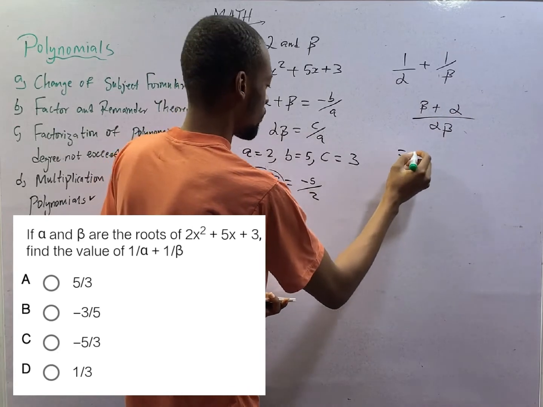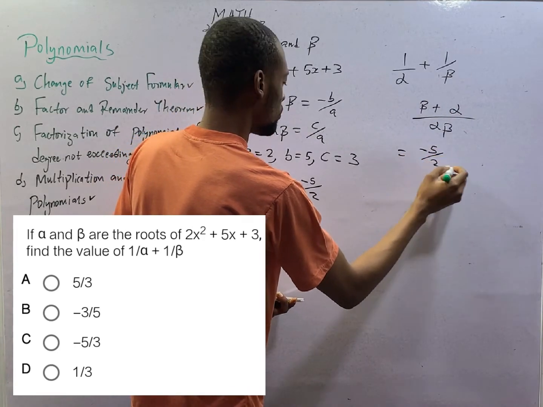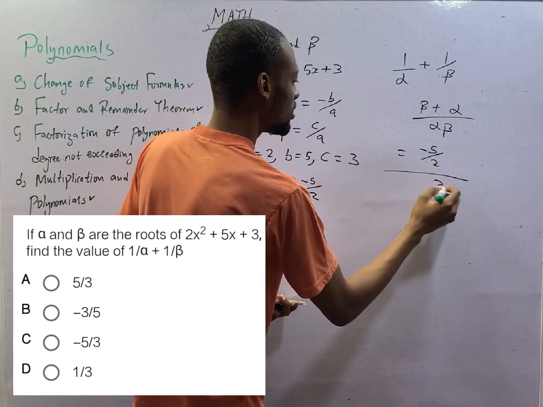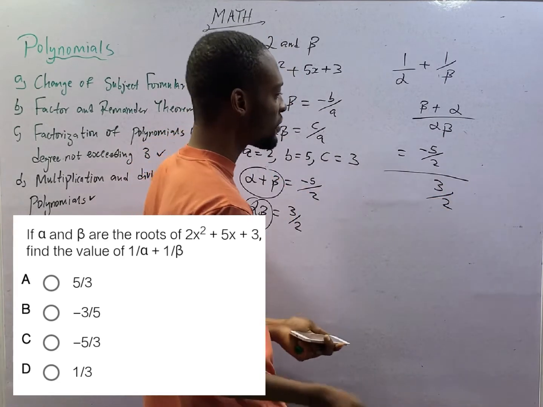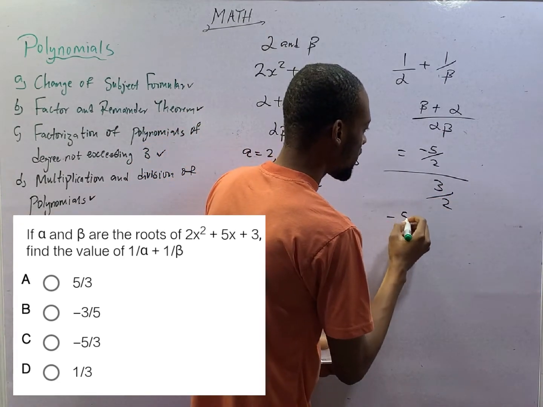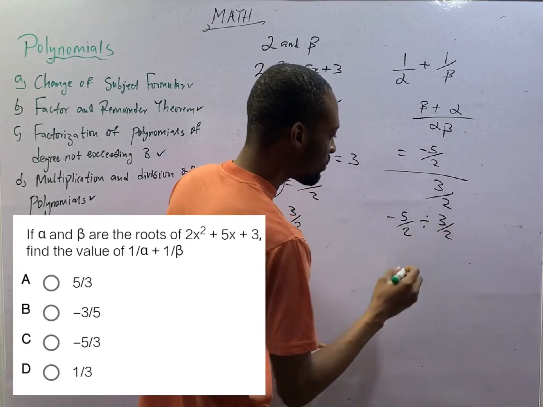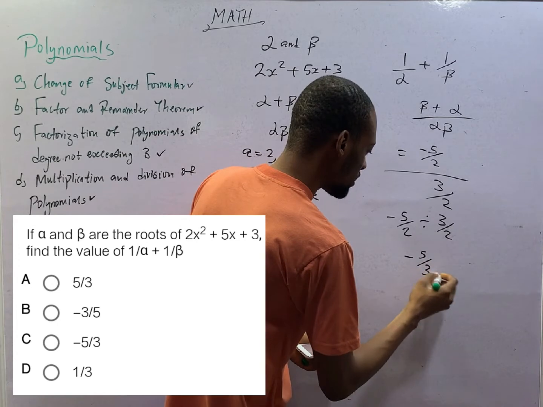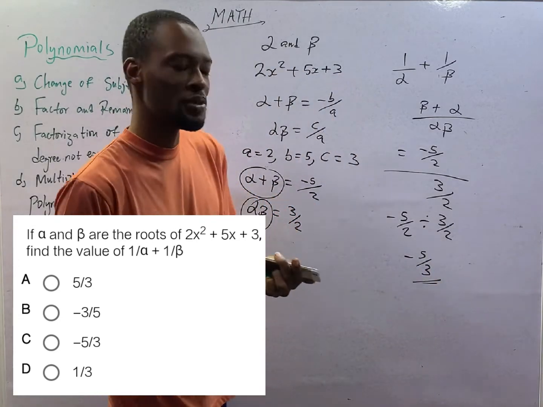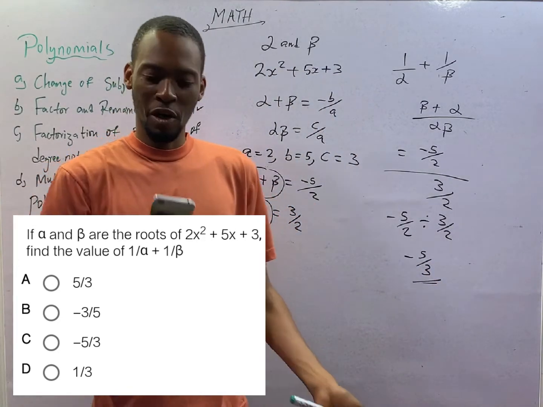This is simply minus 5 over 2 over 3 over 2. This is the same thing as minus 5 over 2 divided by 3 over 2. And that will give you minus 5 over 3 if I am correct. So option C is the correct option.